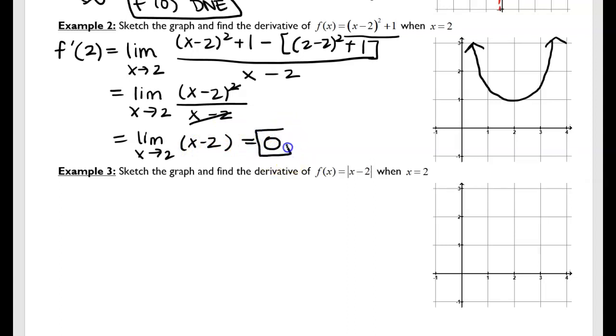And that's an okay answer to have. What it tells me when my derivative is 0 is that I will have a horizontal tangent at x equals 2. So when I draw my tangent line, it will be a horizontal line.